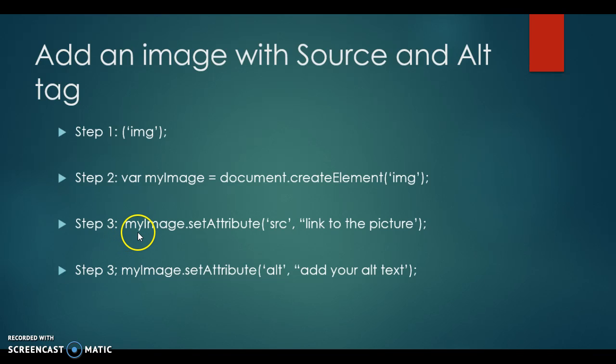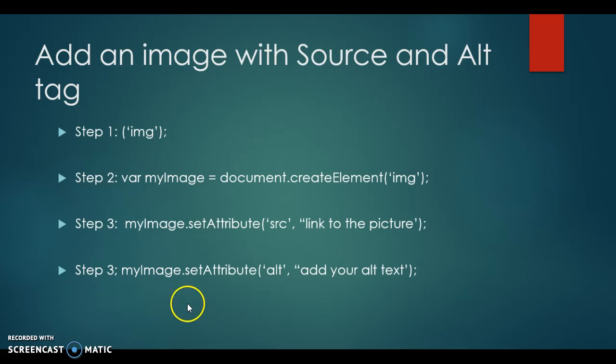So we'll change the source. We'll do myImage.setAttribute, which is another preset function, and then src, because it's basically going to be a link. And then we would put the link or the path to where that picture is, whether it's on a website or on our desktop or whatever. That's where we would put the link.